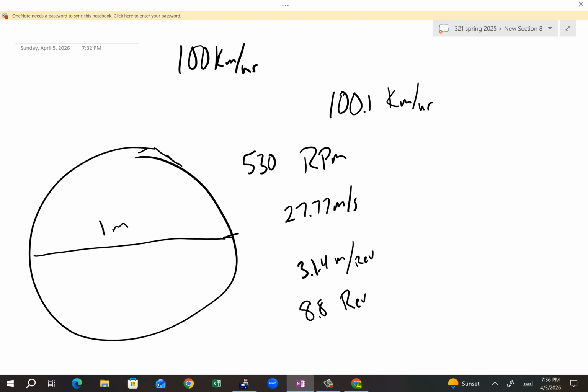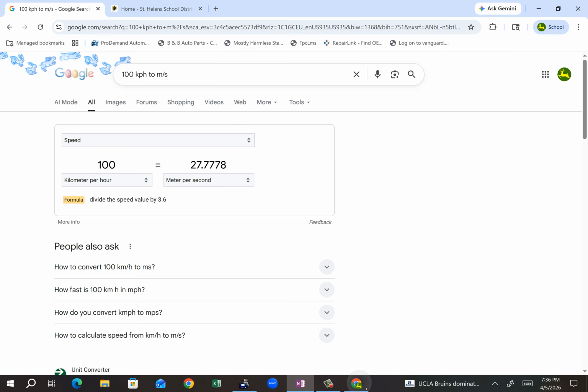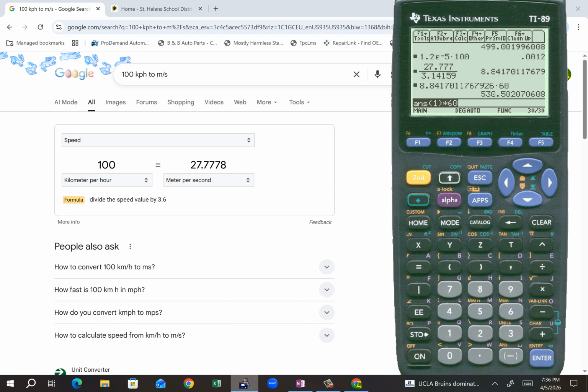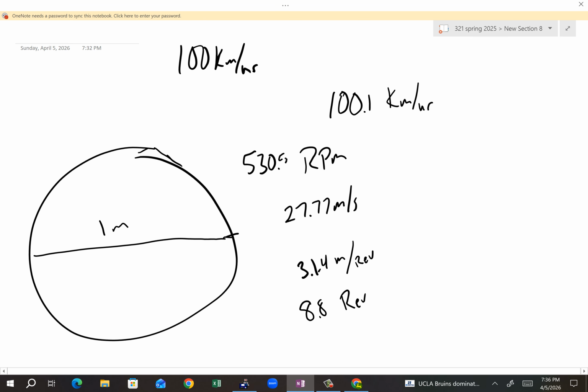Now, what I should have done is I probably shouldn't have rounded as hard as I did, because when I do 100.1, it's not going to change much. So I probably should have done in my calculator 27.77777 divided by pi. So 8.8 times 60 is 530.51. Okay, nice. Now, that part isn't going to change.